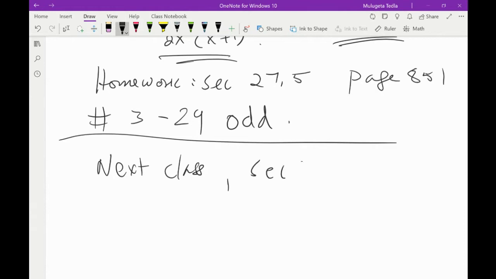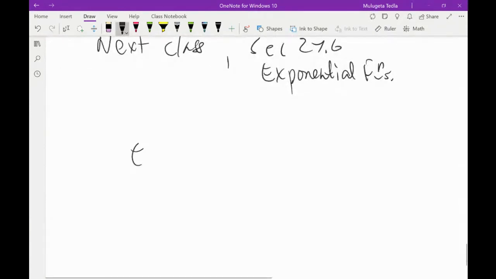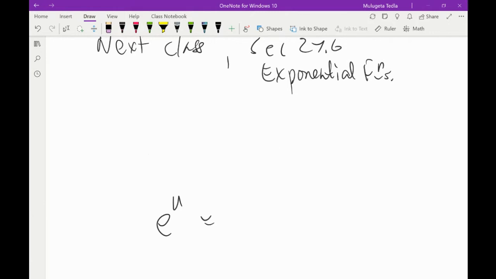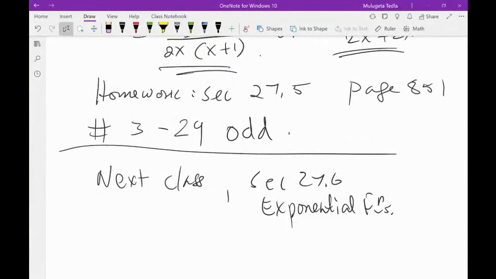And then we're going to do next class section 27.6, exponential functions. It's a very, very easy section. We're going to do e to the x, the derivative of it is e to the x. So easy. There is also e to the u, which we're going to do. So this section will be done in 20 or 25 minutes next class. After that, I will start to do the tests from test 1, test 2, and so on.